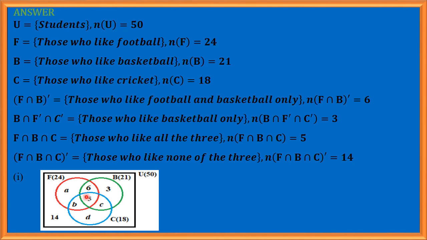So when you look at that, we have this given: football and basketball only, basketball only given, those who like all the 3 games given. We are not given football only, basketball, football, and then cricket only. So we represent them by variables. So we have A, B, C, and then D, where none of the 3 will be 14. So we have this.